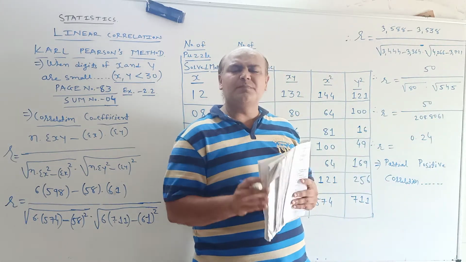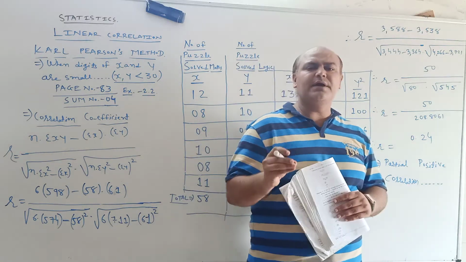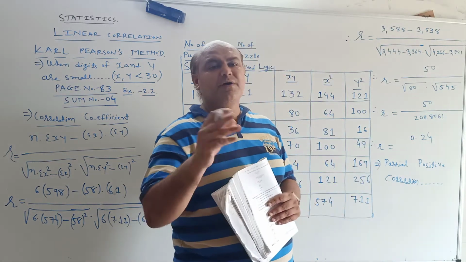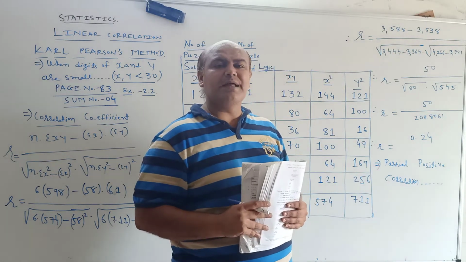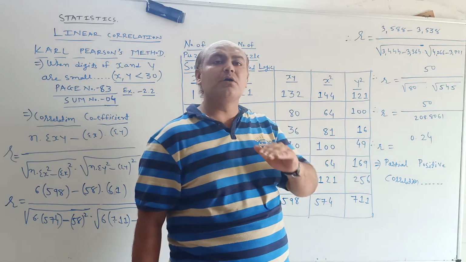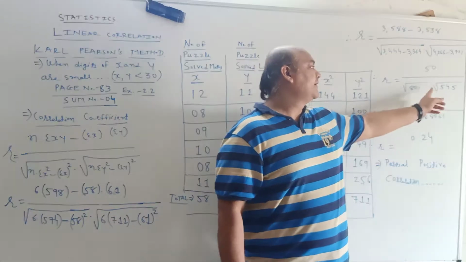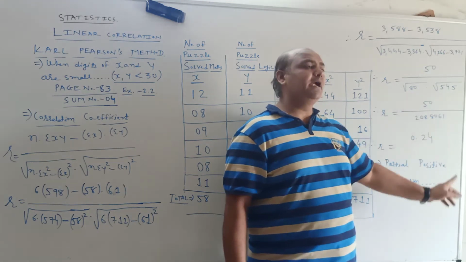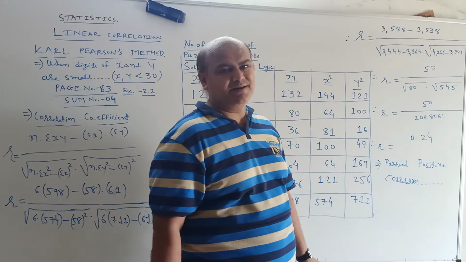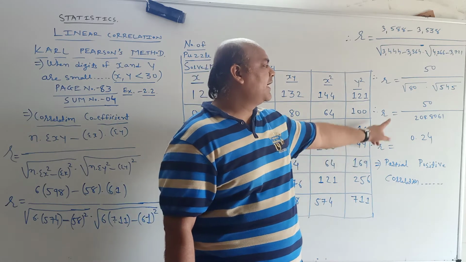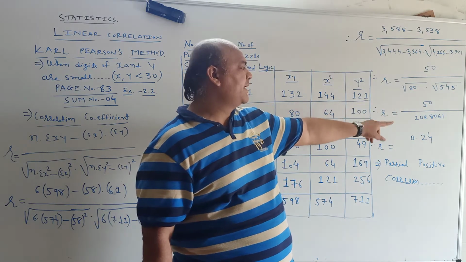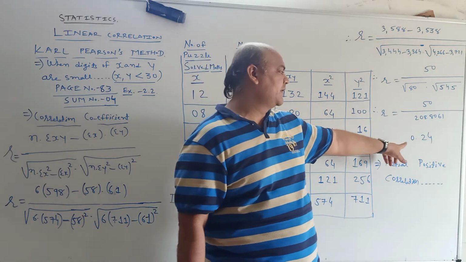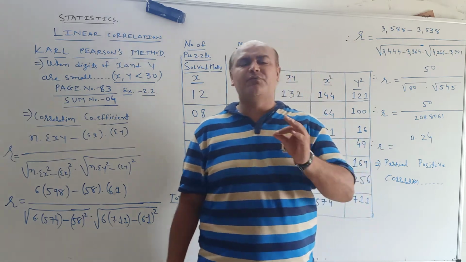We have to do first the multiplication of 80 into 545. After doing the multiplication, whatever answer comes, we have to do the under root of that particular answer. And the answer of the under root is 208.8061. So the value of R is the division of 50 by 208.8061, that is 0.24.